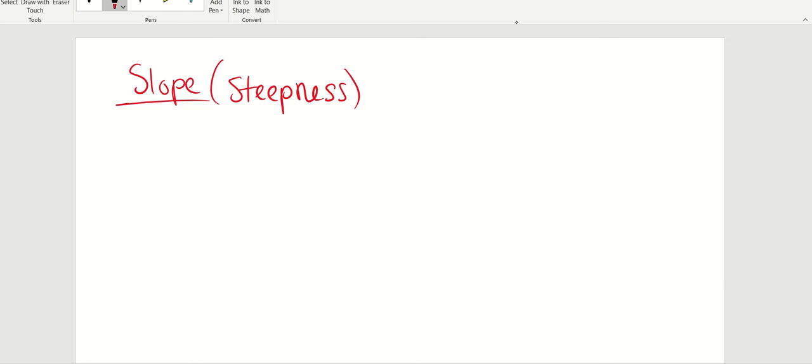A slope can also be considered a positive slope if a line goes up when you graph it, or if a relationship increases over time. It could also be considered a negative slope if the opposite happens, where when you graph it, the line is going down from left to right, or in the real world when a relationship is decreasing over time.